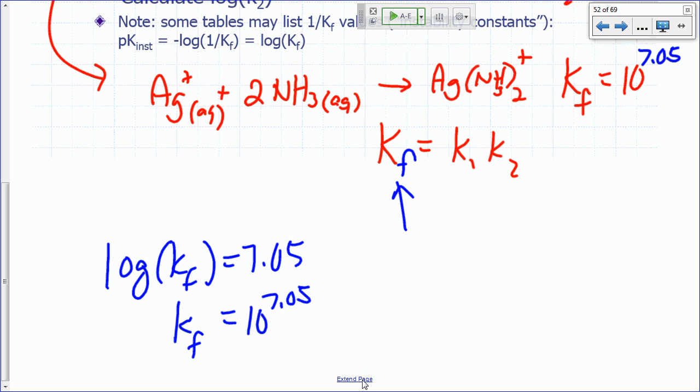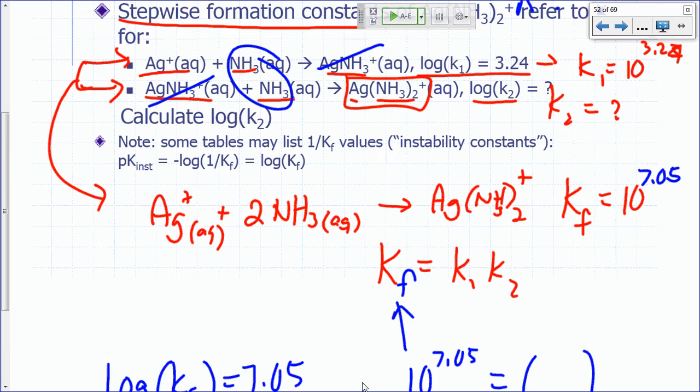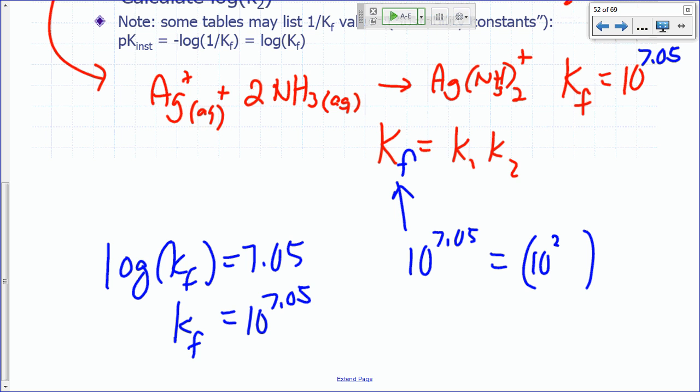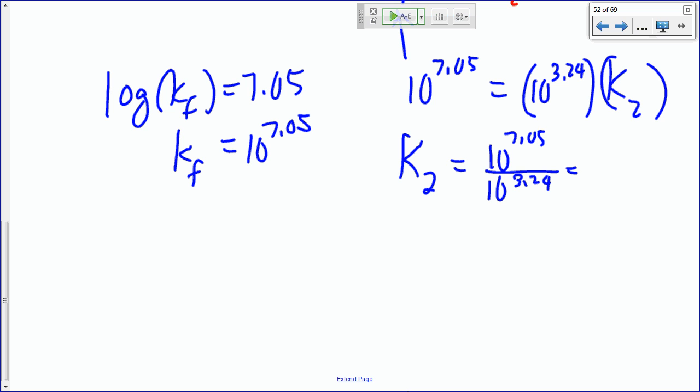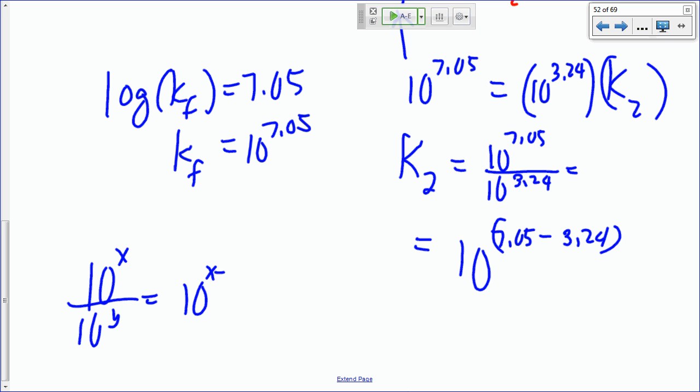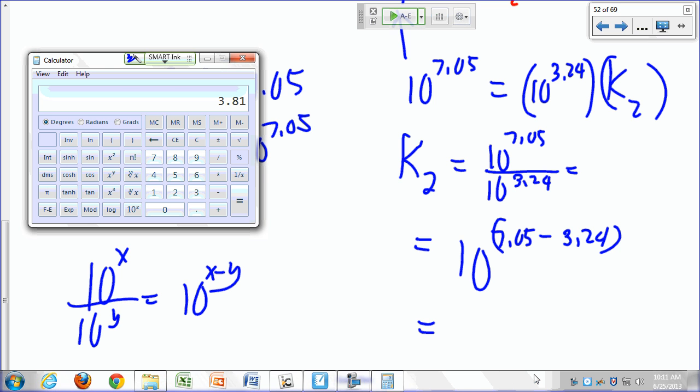So Kf, 10 to the 7.05, is equal to K1, which is how much? 10 to the 3.24 times K2. So you can solve for K2. K2 would be equal to what? 10 to the 7.05 divided by 10 to the 3.24. So that's equal to 10 to the 7.05 minus 3.24. Remember, 10 to the x over 10 to the y is the same thing as 10 to the x minus y, right? So that gives us 7.05 minus 3.24, 3.81.